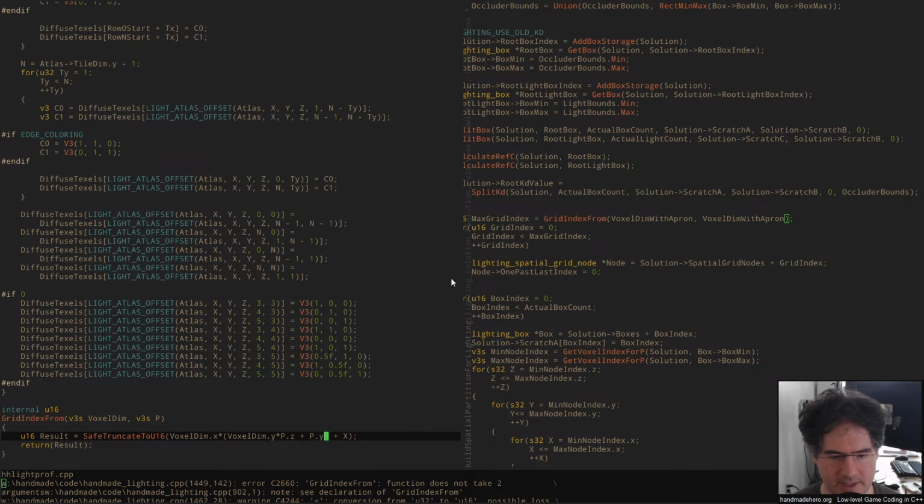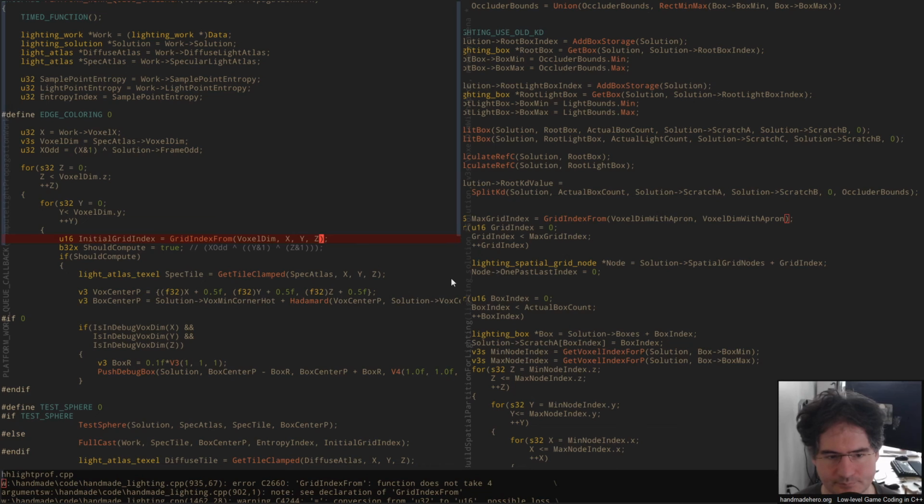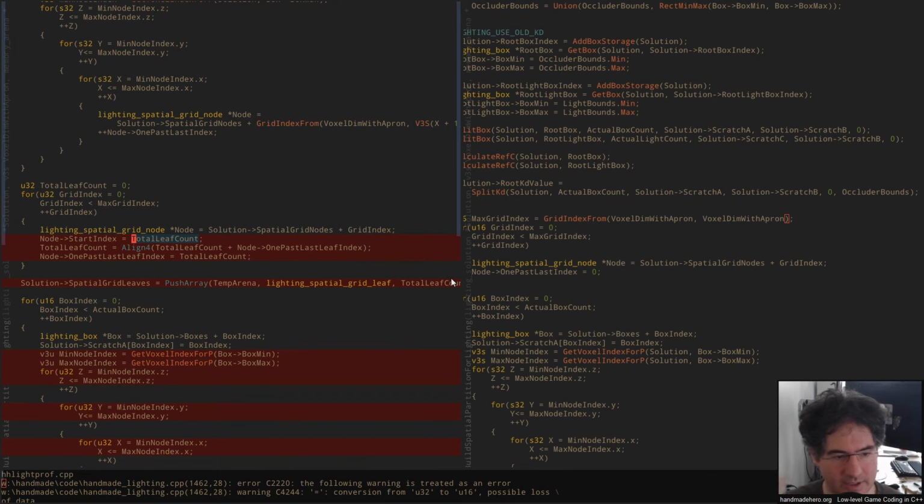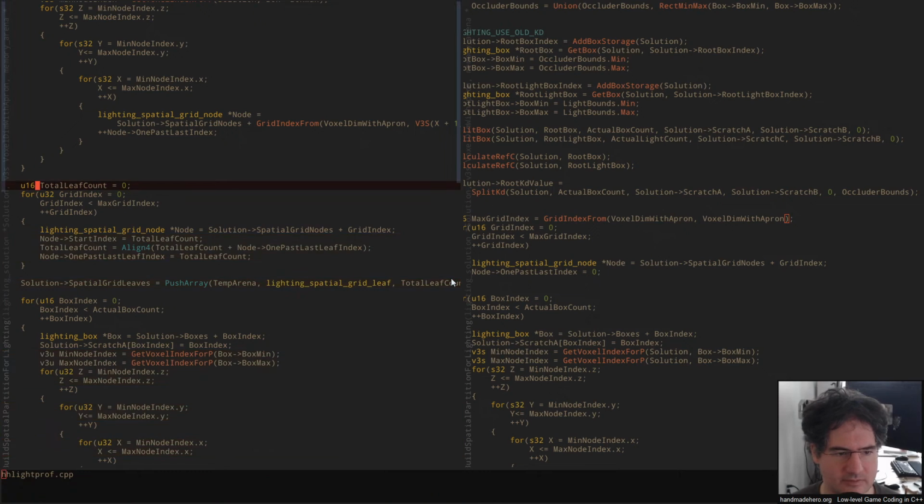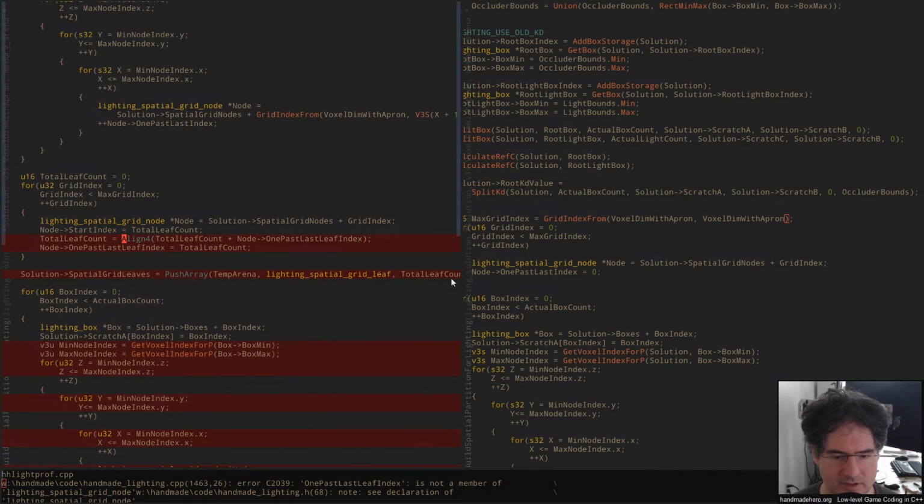So this way we can just pass the triple as a triple and leave it at that. Okay. Problem solved. Okay, so now let's see here. We've got our total leaf count. Obviously this needs to kind of be a U16 in this case.